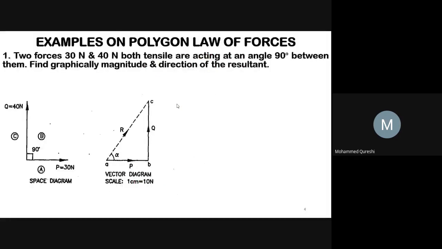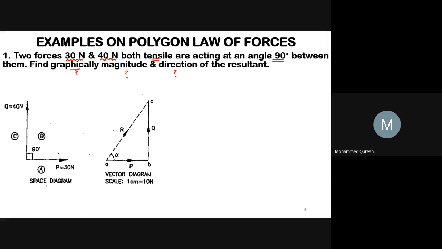Now we will go for examples on polygon law of forces. So what is given? Two forces 30 Newton and 40 Newton, both tensile, means they are going away from their point of intersection and are acting at an angle 90 degree between them. The angle between 30 Newton and 40 Newton is 90 degree. Find graphically the magnitude and direction of the resultant, that is R, and direction, that is alpha or theta.